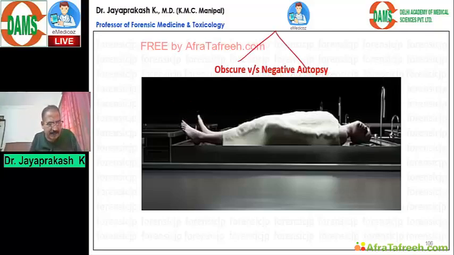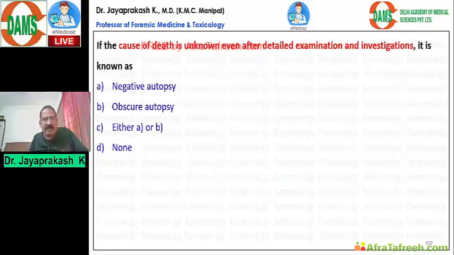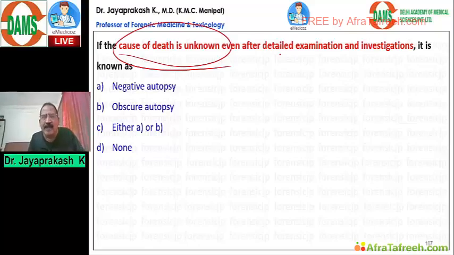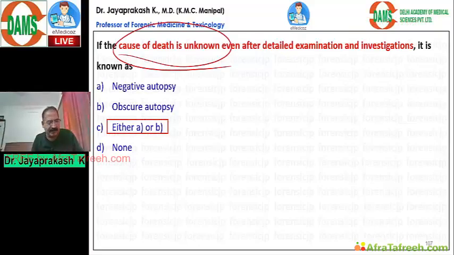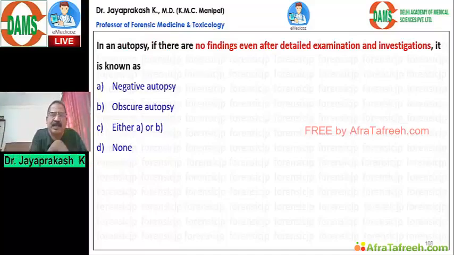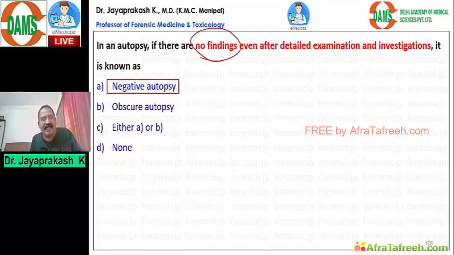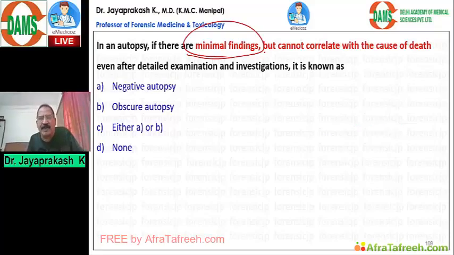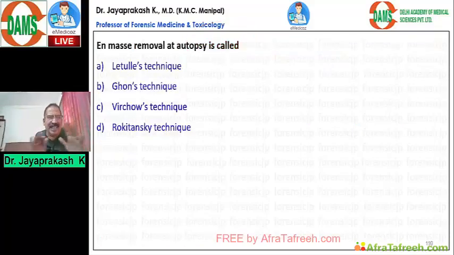Now, if the cause of death is unknown even after detailed examination and investigation, it may be negative, may be obscure. No findings, even after detailed examination and investigation, then the answer is negative autopsy. Minimal findings but cannot correlate with the cause of death, now the answer is obscure autopsy. Okay, obscure autopsy.